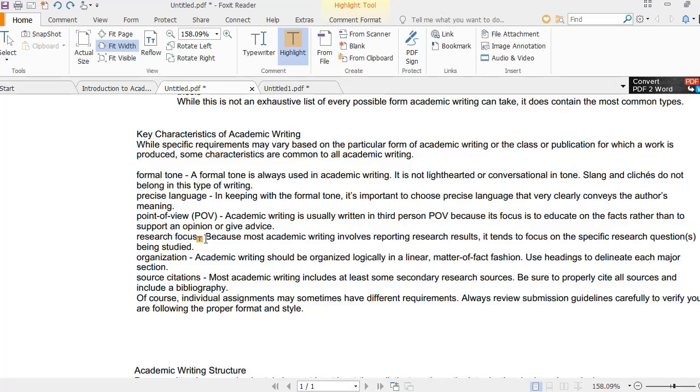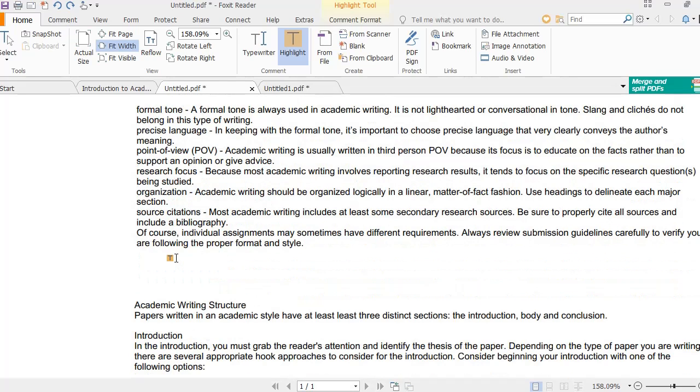Next, research focus. Because most academic writing involves reporting research results, it tends to focus on the specific research questions being studied. So if it is based on research purposes, then we mainly focus only on the research purpose, on the question which arises from that particular research. That is what we mainly focus on, isn't it?